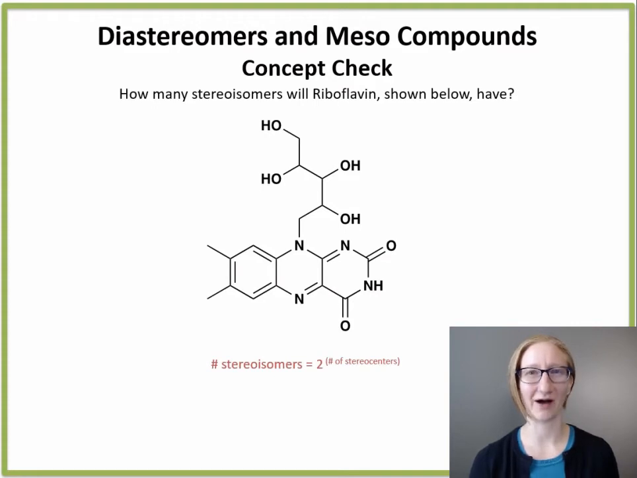Then we need to figure out how many chiral carbons the molecule has. So we'll look for the carbons that are bound to 4 different groups, and we have 3 indicated here with red circles. So the number of stereoisomers of riboflavin will be 2 to the 3rd, or 8 stereoisomers.